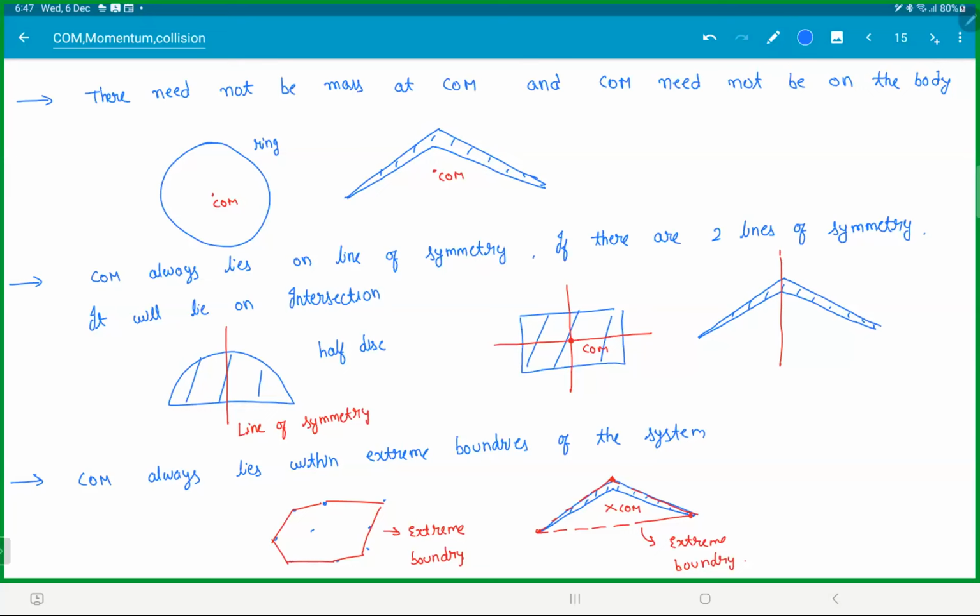Clear? Can I go ahead? Abhinav, Aditya, clear so far? Yes. Next one.